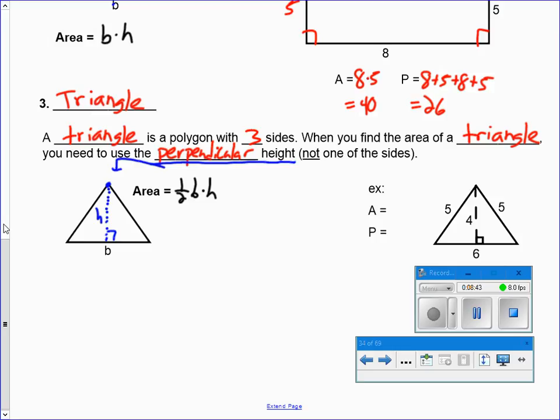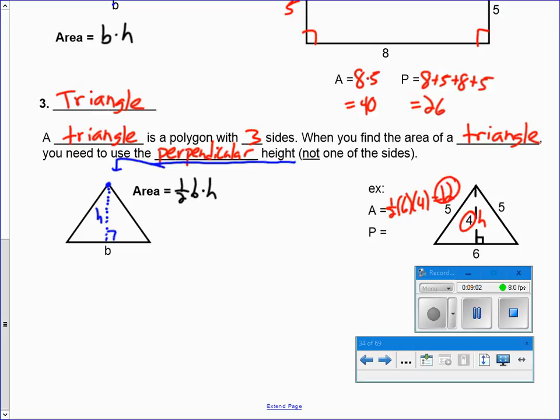So for our example here, we see our triangle. This 4 is the height. So it's not actually a side length, so we use it for the area. 1/2 the base is 6, and the height is 4. So 6 times 4 is 24, and half of that would be 12.